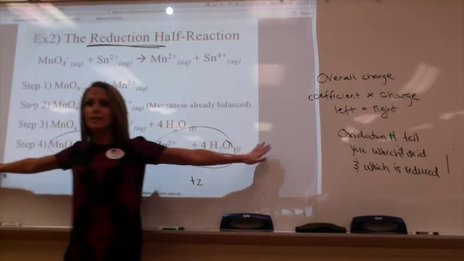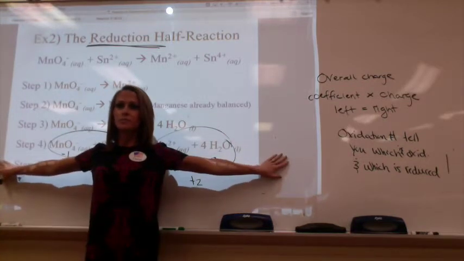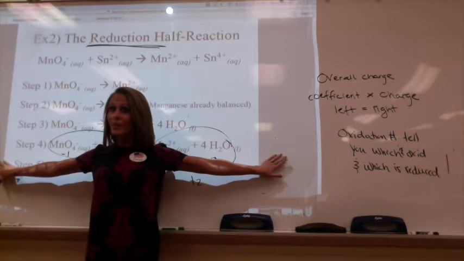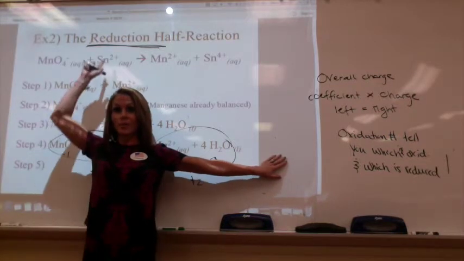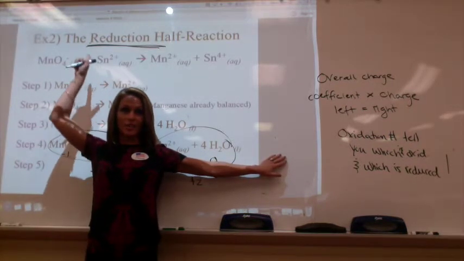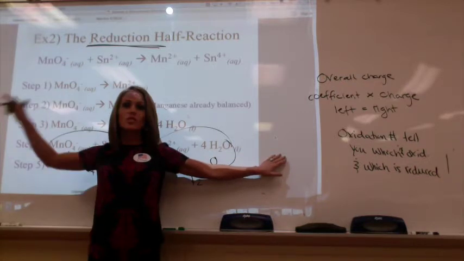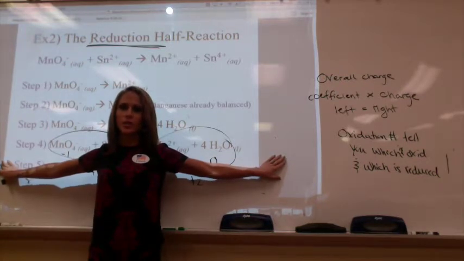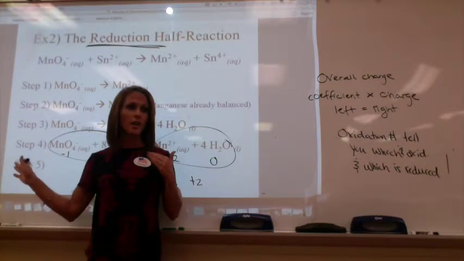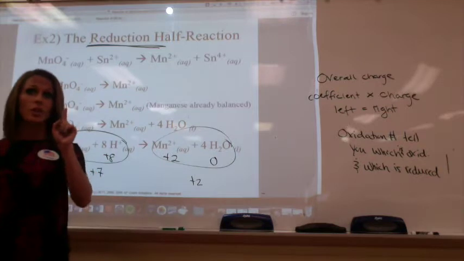Without even looking at this, where do you have to add them? To the left. Why, Blue? Why do I have to add them to the left? Because it's a reduction. And reduction means LEO says GER, and GER means gain electrons for reduction. So by default, they have to go to the left, okay? That's one way to tell yourself where they go.